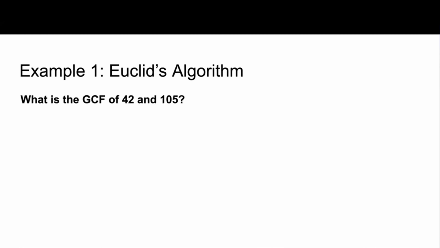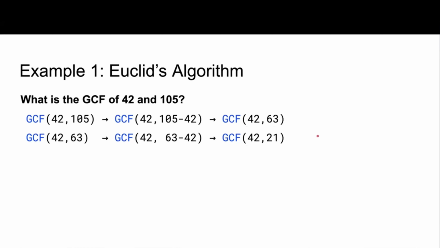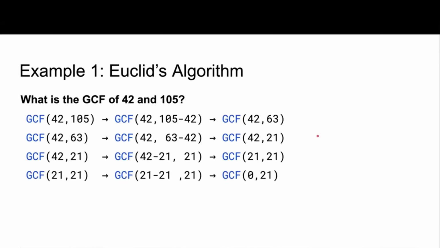Let's do an example. What is the greatest common factor of 42 and 105? Well, we first determine the larger of the two, so that would be 105, and subtract the smaller from the larger. That transforms 42 and 105 to 42 and 63. We repeat the procedure until our numbers get smaller and smaller. At this point, when we have 0 and 21, we stop. We know that our greatest common factor of 42 and 105 is 21.